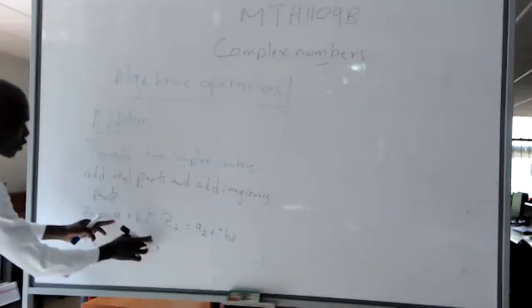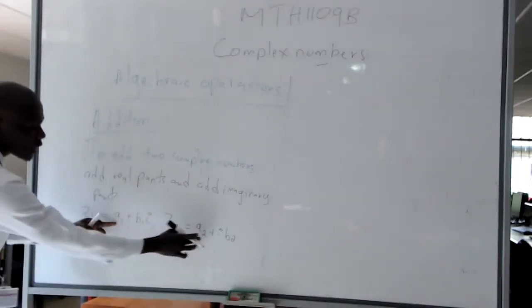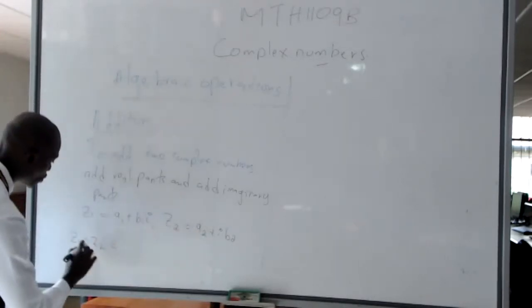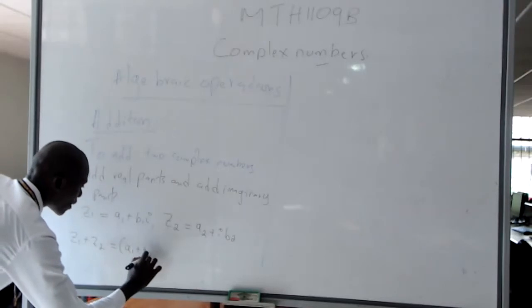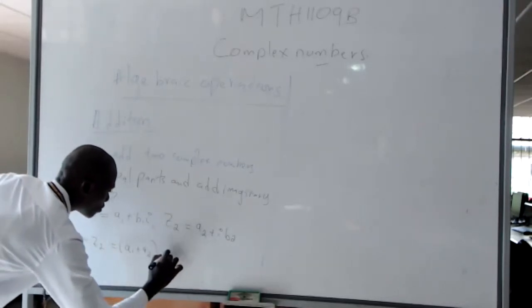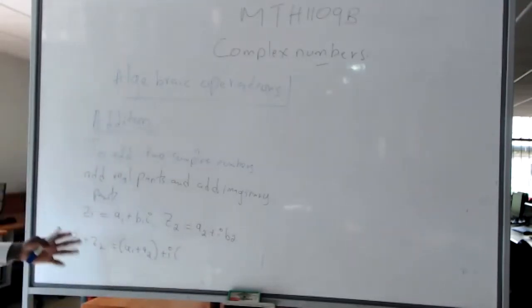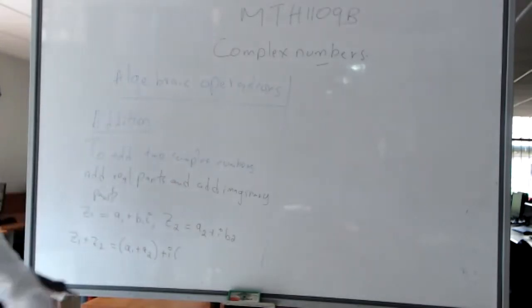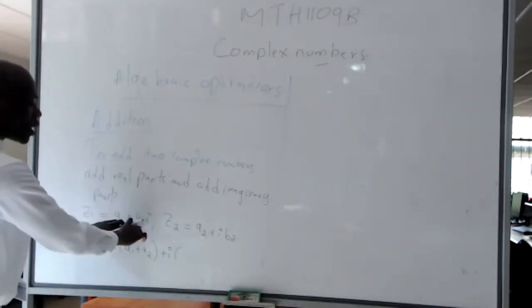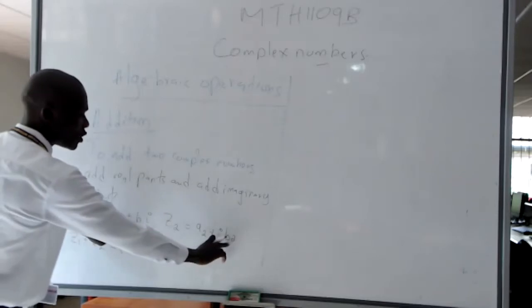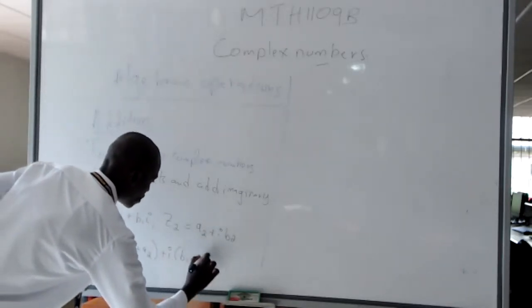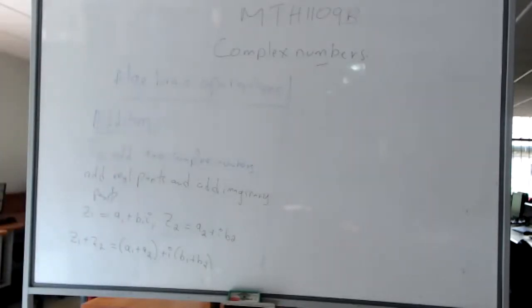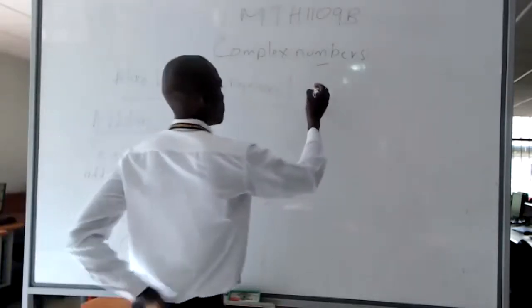The real part of Z1 is just A1. The real part of Z2 is just A2. So the sum of these two complex numbers will be A1 plus A2, added to the imaginary parts, which we also add separately. The imaginary part of Z1 is B1, the imaginary part of Z2 is B2. B1 plus B2. Let me give you a concrete example.